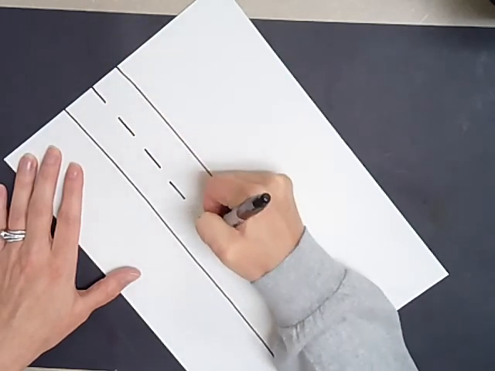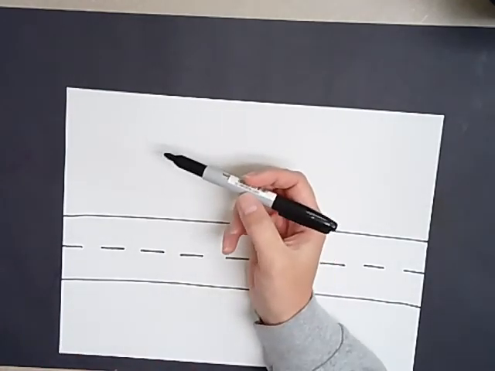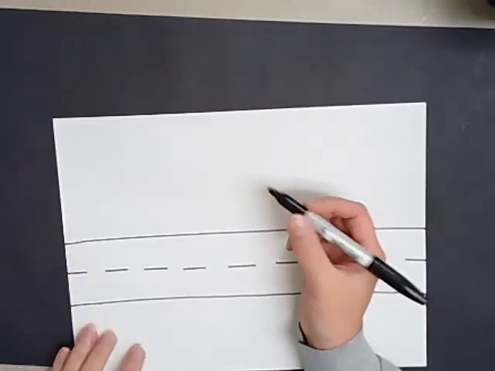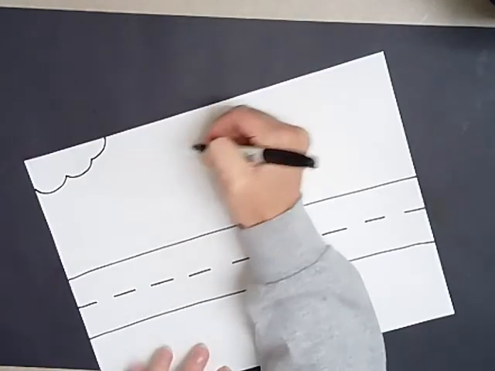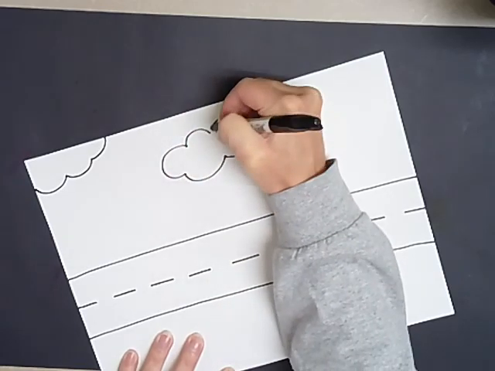Now, I want you to come up with your own ideas. Try not to copy mine, okay? I want you to come up with your own ideas. Now, I also want to use a bumpy line, and I'm going to turn that bumpy line into clouds. So I'm going to add some clouds here in my background.